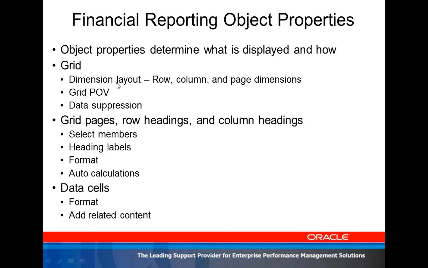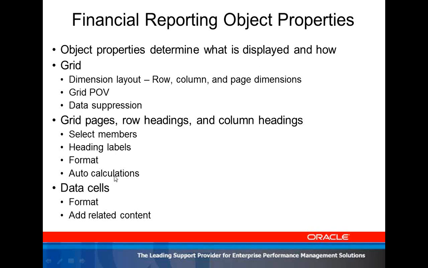A grid is just like a spreadsheet. It has rows, columns, pages, and points of view. You can suppress data just like you can in SmartView. Suppress the rows that contain nothing but missing or nothing but zero. Every grid object has pages, row headings, and column headings in which you select the exact dimension members you want, specify how the heading label is going to look, and format it. You can add automatic calculations: give me a total of this column or this row, give me an average of this column, set of columns or rows.